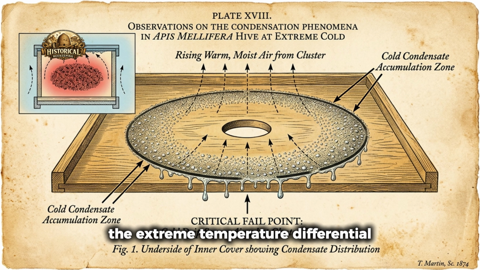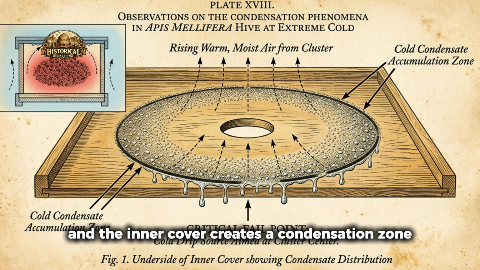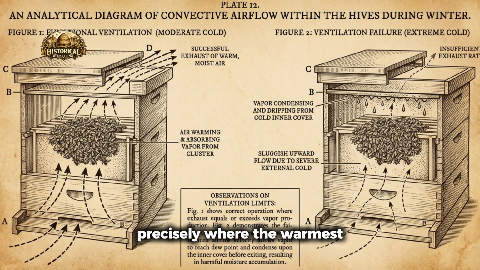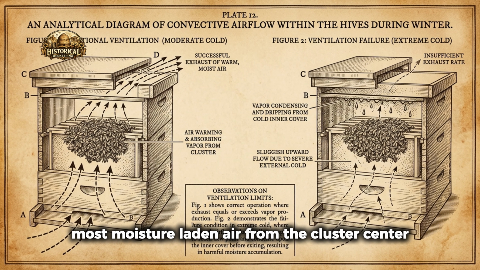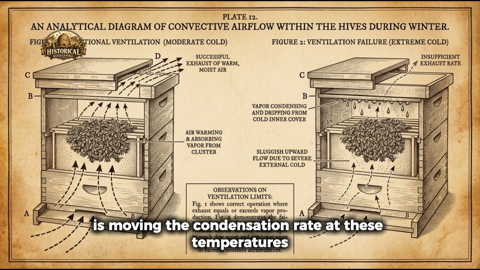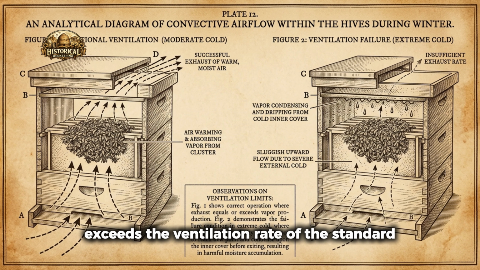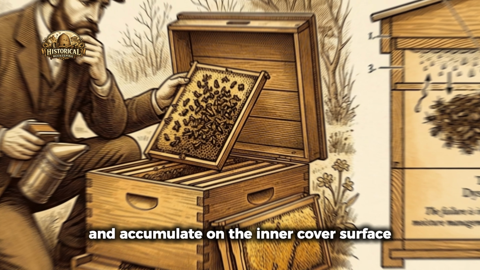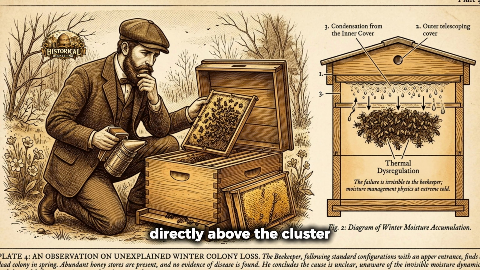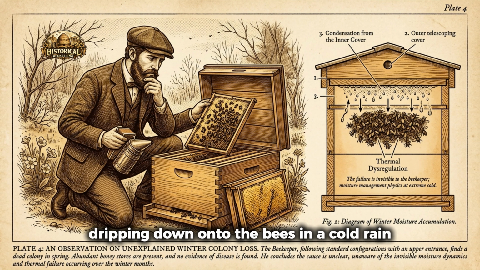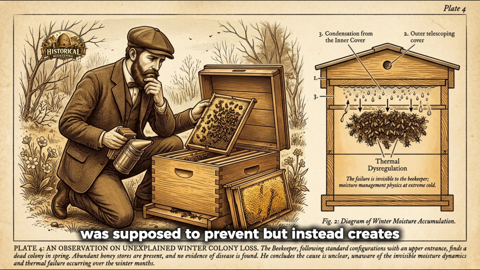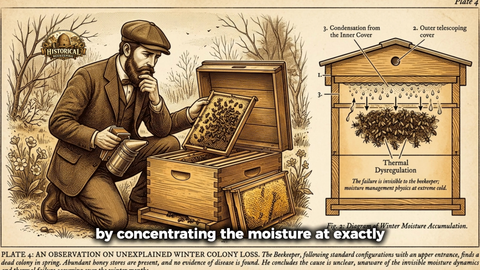The extreme temperature differential between the cluster surface and the inner cover creates a condensation zone directly above the cluster, precisely where the warmest, most moisture-laden air from the cluster's center is moving. The condensation rate at these temperatures exceeds the ventilation rate of the standard upper entrance, and water droplets begin to form and accumulate on the inner cover surface directly above the cluster, dripping down onto the bees in a cold rain that the convective ventilation system was supposed to prevent, but instead creates by concentrating the moisture at exactly the wrong location.